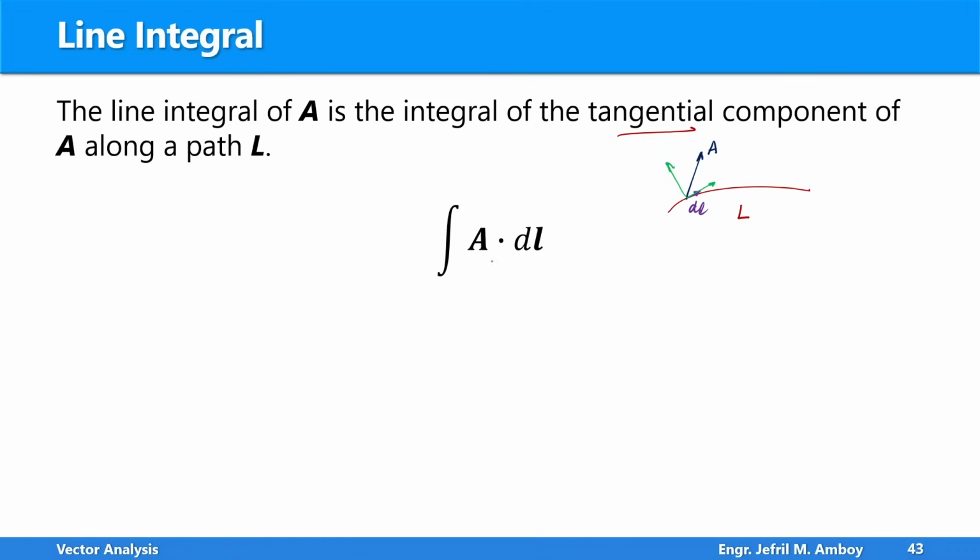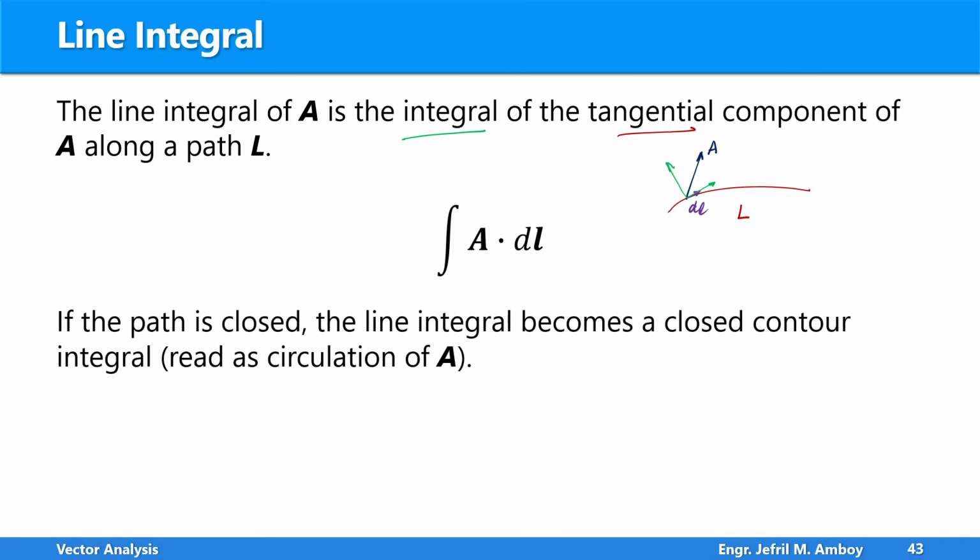Now, when we get the line integral of vector A, we actually use its tangential component and multiply it with dl, and then after that, we integrate. That's why we say that the line integral of A is the integral of the tangential component of A along the path L. So again, when we dot A with dl, we get the component of A that is tangential to dl, as illustrated in this diagram.